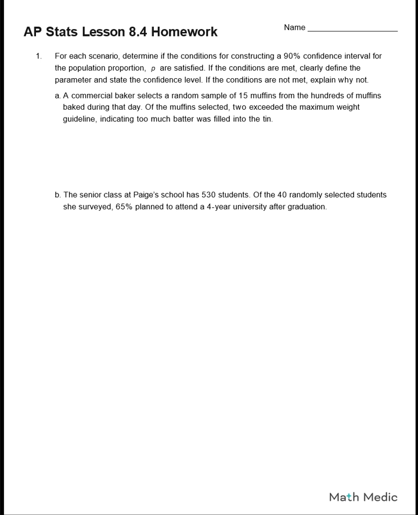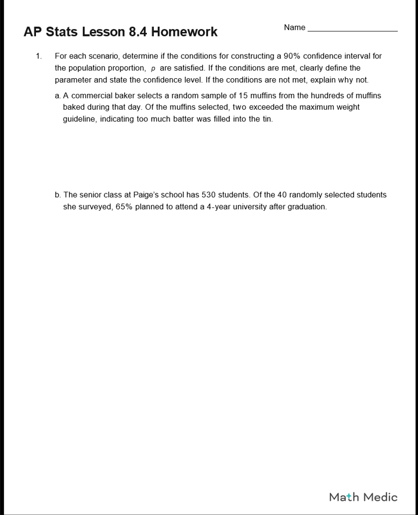All right, so let's go over 8.4 here. Number one, for each scenario, determine if the conditions for constructing a 90% confidence interval for the population p are satisfied. If the conditions are met, clearly define the parameter and state the confidence level. If the conditions are not met, explain why not.